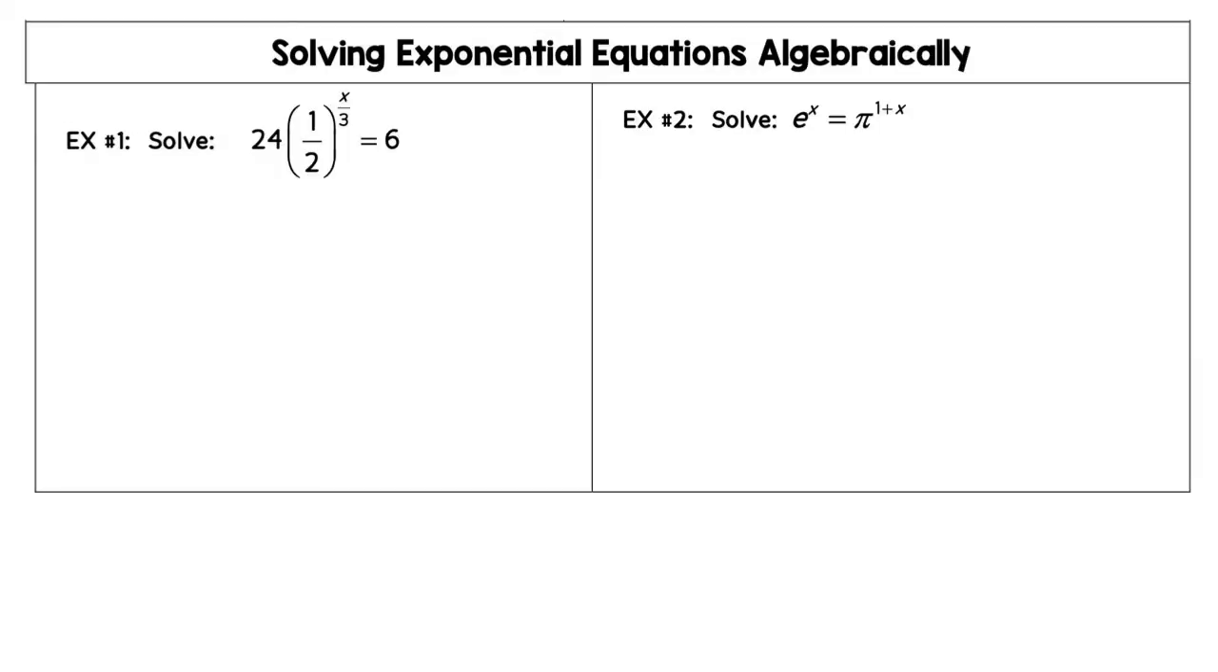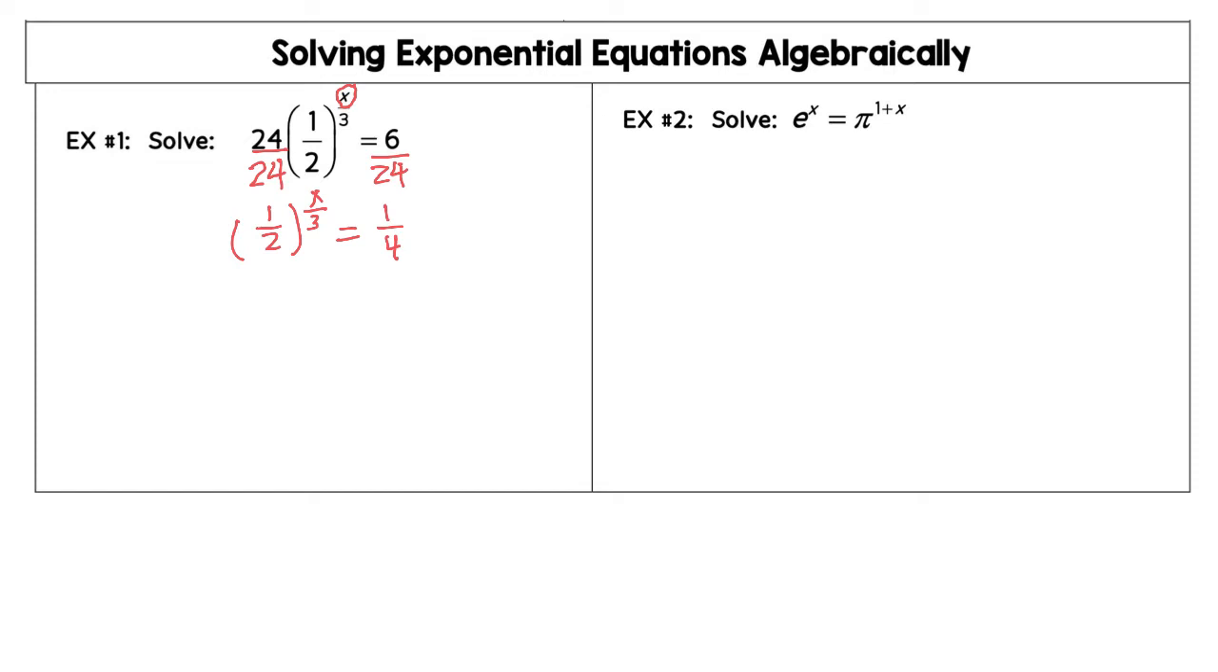All right, so for example 1, we're going to be solving this equation, and notice that our exponent is up in here. That's where our variable's at. So in order to solve this, the first thing we're going to try to do is get that variable by itself. So I'm going to move 24 over. And so that's going to give me 1/2 raised to the x over 3 equals, well, 6 over 24 is 1/4.